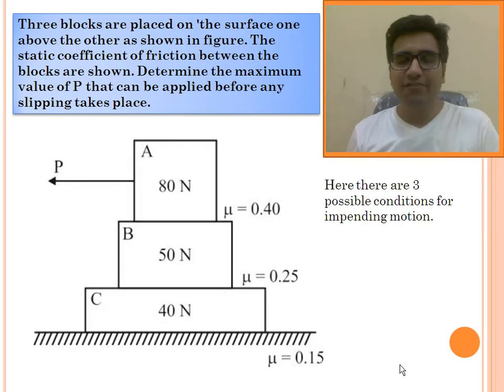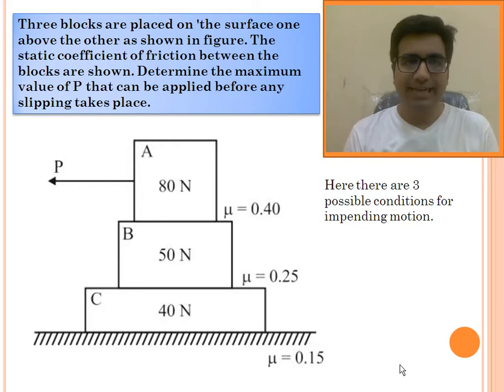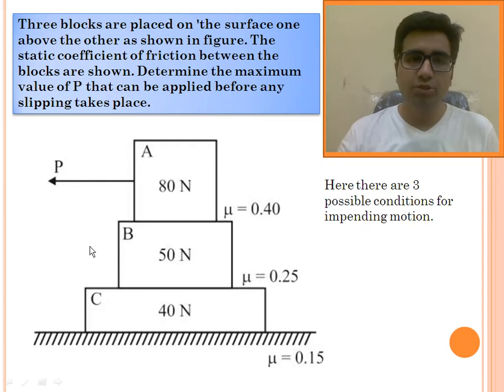So my dear friends, three blocks are placed on a surface one above the other, as shown in the figure. The static coefficients of friction between the blocks are shown like this, and we are supposed to determine the maximum value of P that can be applied before any slipping takes place.